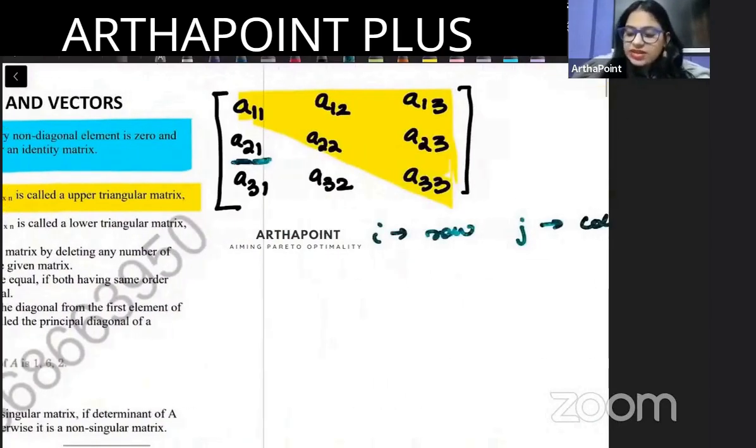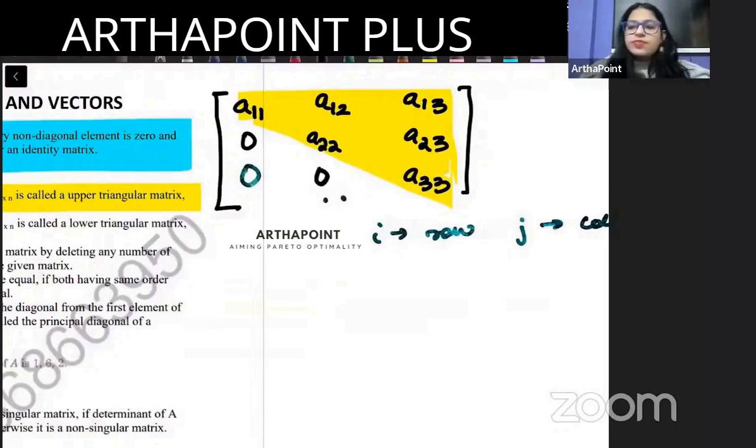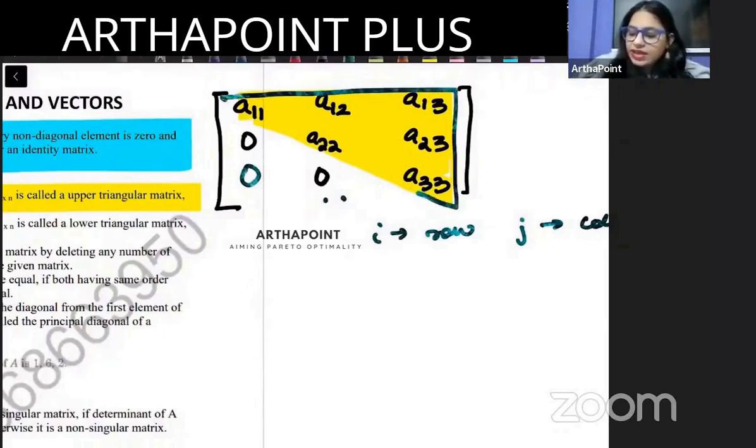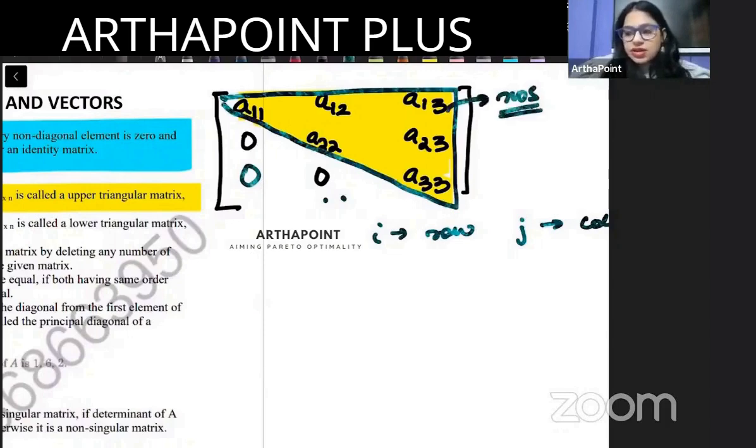So when 2 is greater than 1, I will replace this value with 0. When 3 is greater than 1, I will replace it with 0. 3 is greater than 2, so this will be replaced with 0. So any matrix of this format, where an upper triangle is created with some numbers, some numbers are coming here, and in the lower side you have all zeros.